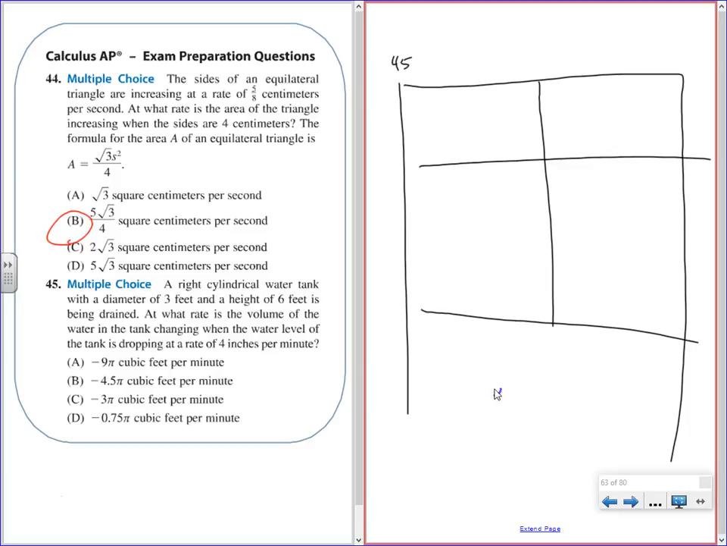And the last problem, where do you think you should start? I'm gonna draw a picture. I would draw a picture too. Ready, set, go.